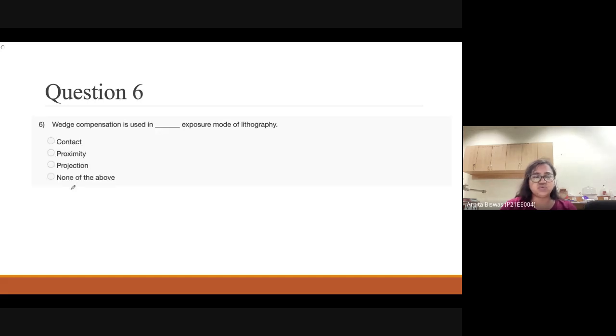Okay, good. So we are moving toward question number 6. Wedge compensation is used in dash exposure mode of lithography. So first is the contact, second is the proximity, third is the projection, and fourth one is none of the above.